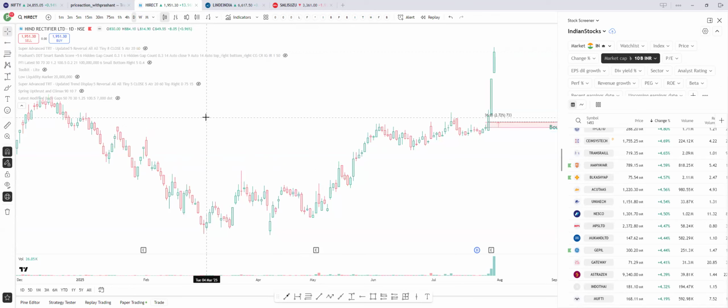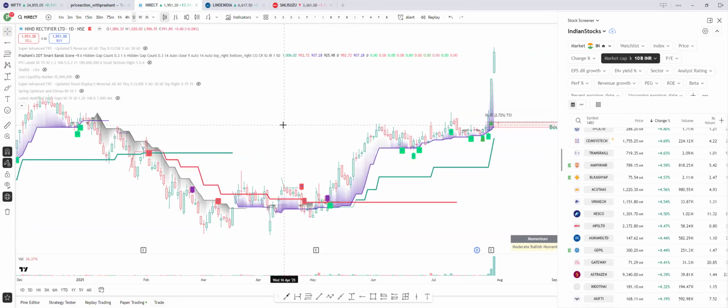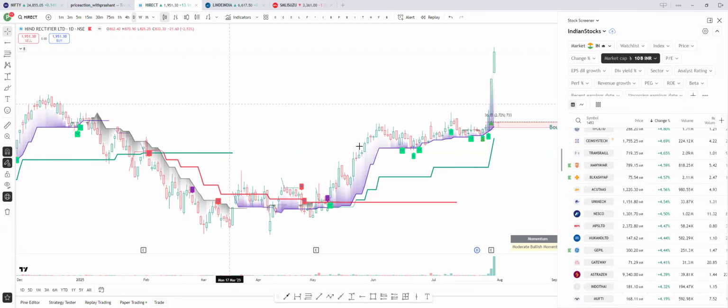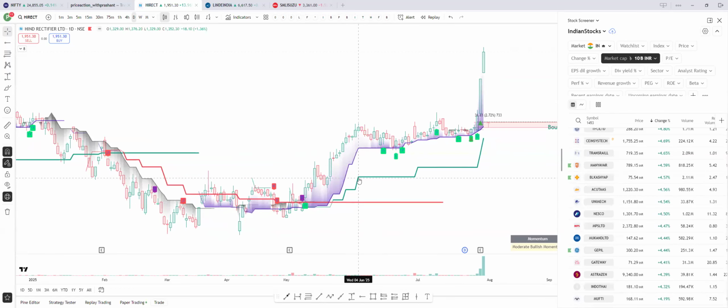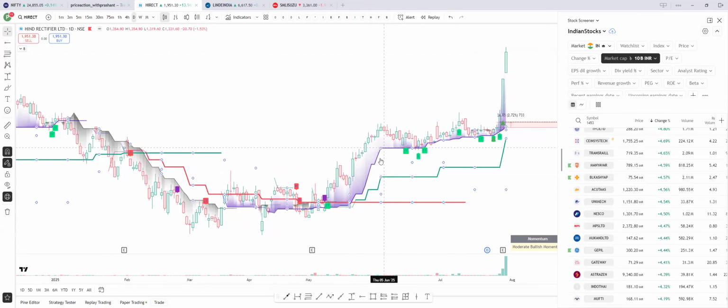And the next important thing is bias and momentum. So for bias and momentum, what we use is this. This is dual dynamic bands. So I have used two different bands. One is chart time frame band and one is input time frame. Red line is chart time frame. This green line is also chart time frame based on hidden gaps. And then we have purple, which is a momentum, and a black line.